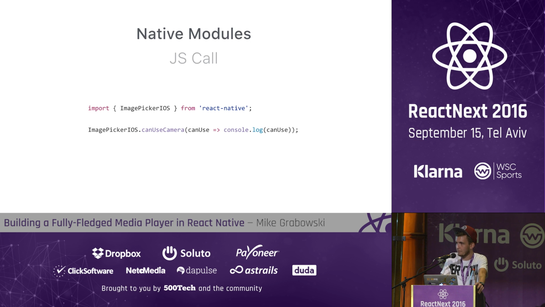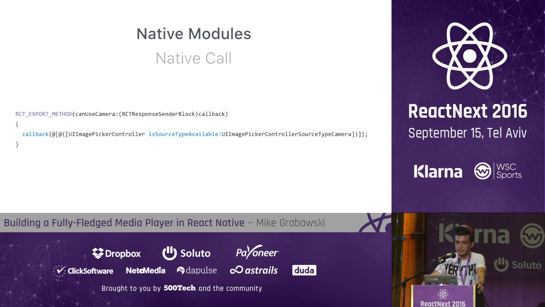And in fact, if we check out the source code, we will see that there is the canUseCamera method that calls a native API, in this case UIImagePickerController, and asynchronously tells us whether the source of type camera is available on the iOS device.